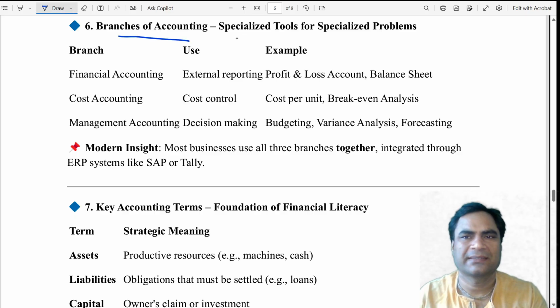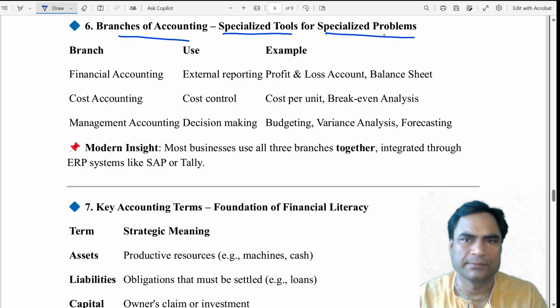Branches of accounting are basically known as the specialized tools for specialized problems. Actually, there are different kinds of specialized problems which can be tackled with specialized tools. Those tools are the branches of accounting.